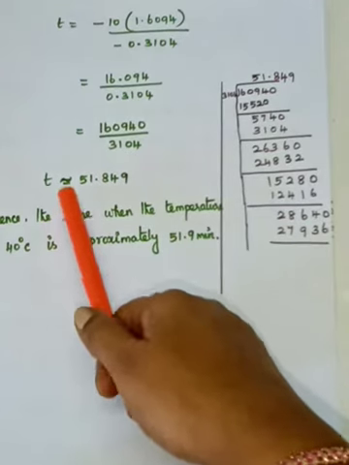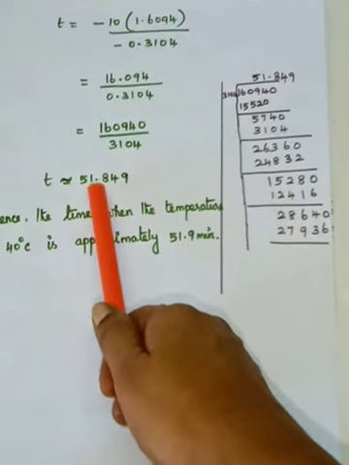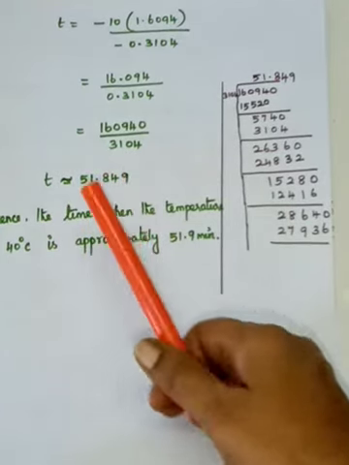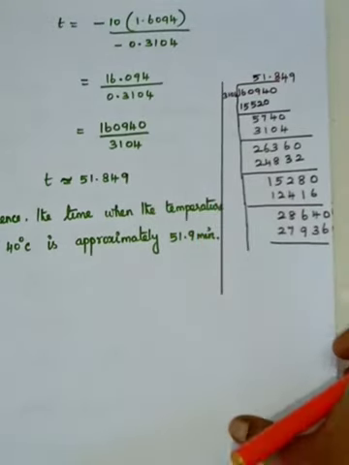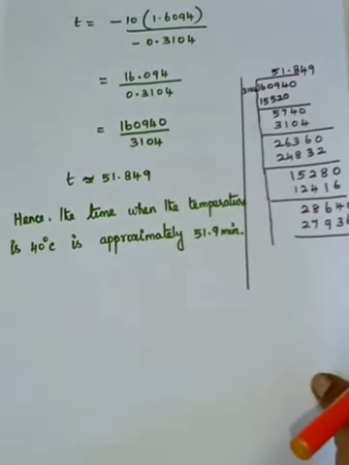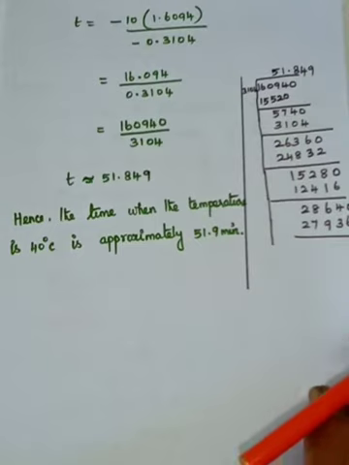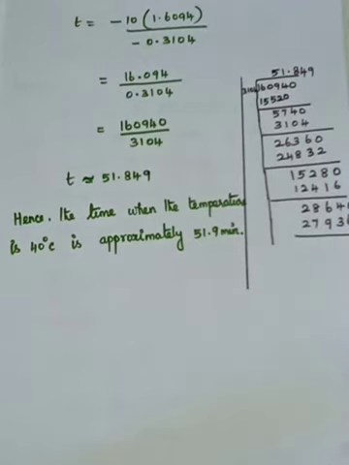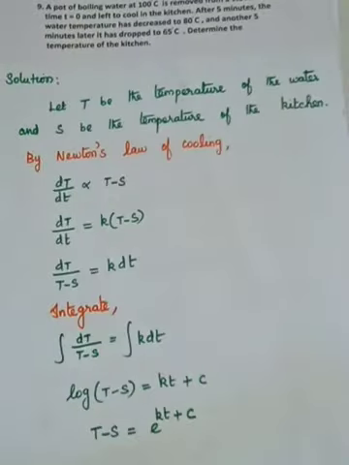So the t value is approximately 51.849. Therefore, the time when the temperature of the water is 40 degrees Celsius is approximately 51.9 minutes. Okay, we'll come to problem number 9.